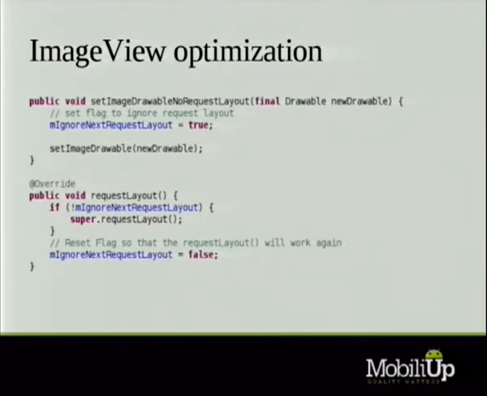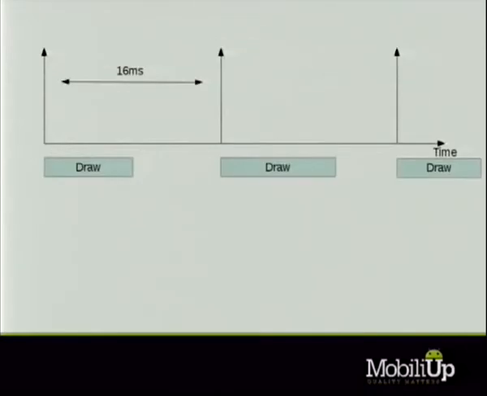Be warned, it's your responsibility as developers. If I'm going to call this function, set image drawable no request layout, for an image view that doesn't have a fixed width and fixed height, for example wrap content or match parent, it's not going to work well. Very bad things will happen on your screen. Things will just fly around. It's going to be messy. All right, so this is image view optimization. I encourage you to take this code and start using it.